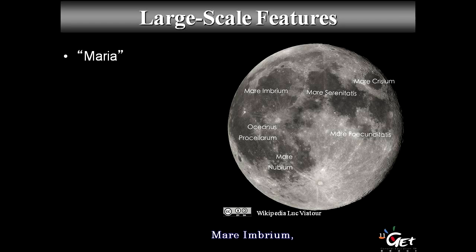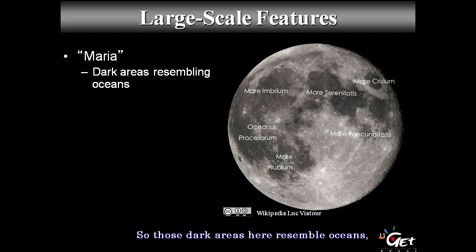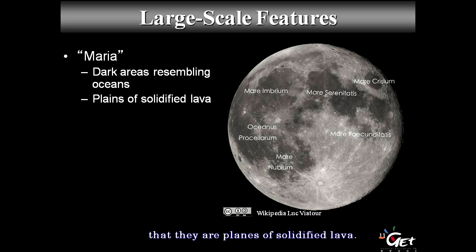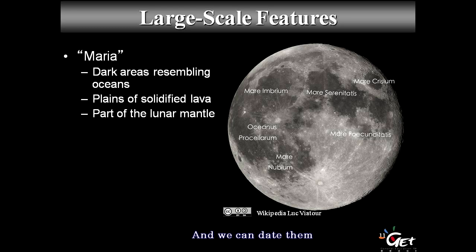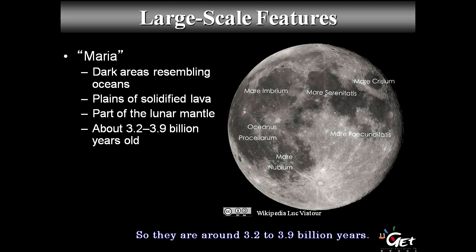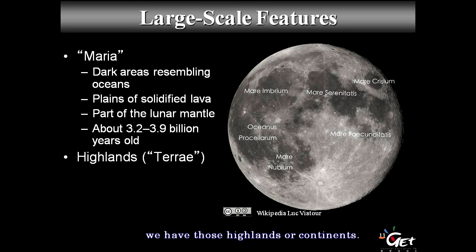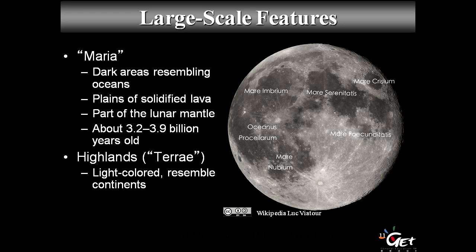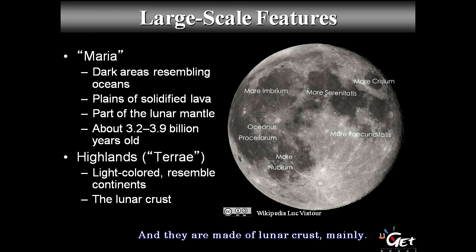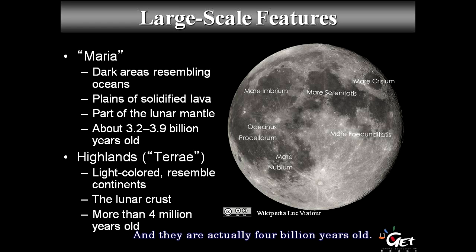So the maria: you have Mare Marginis, Tranquillitatis, mer de la tranquillité in French, Imbrium. Those dark areas resemble oceans, and actually we know now that they are plains of solidified lava. They're actually part of the lunar mantle, and we can date them, first because we have collected samples directly there. So they are around 3.2 to 3.9 billion years old. And then we have those highlands or terrae or continents. They are lighter in color, and they resemble continents, and they are made out of lunar crust mainly. And they're actually 4 million years old.